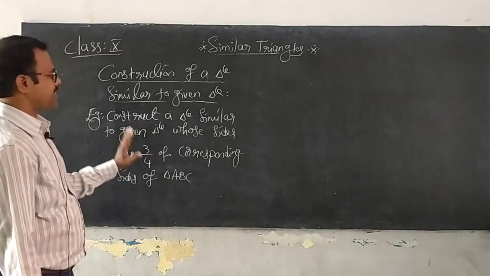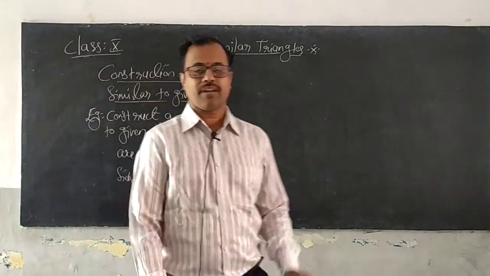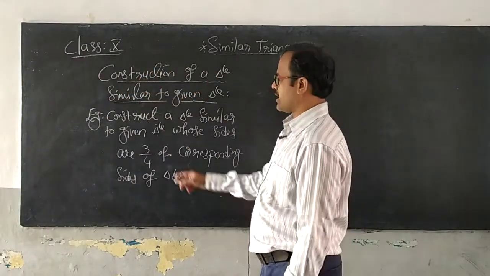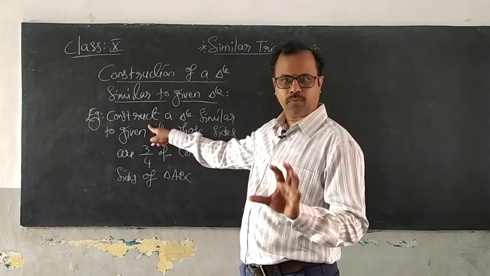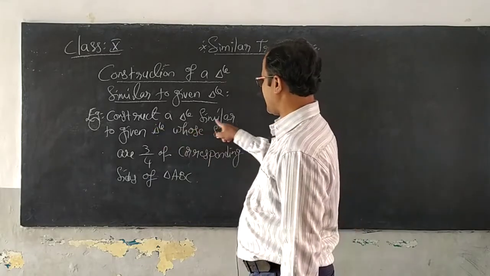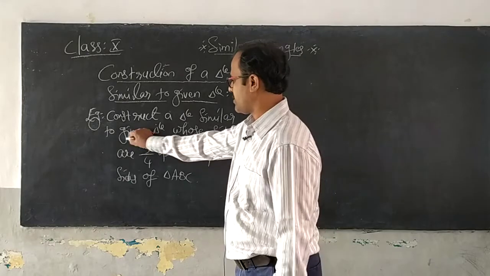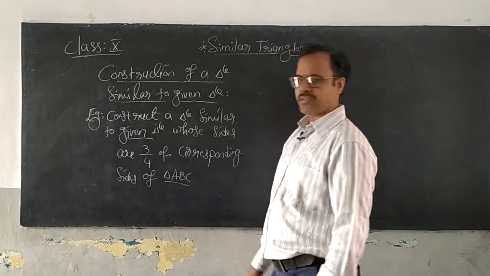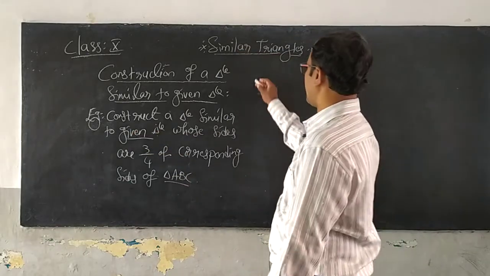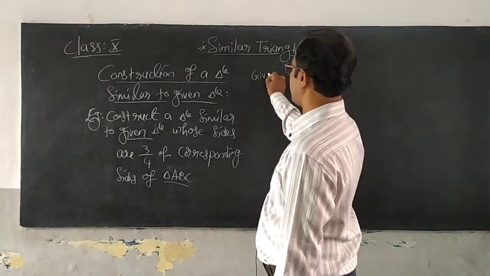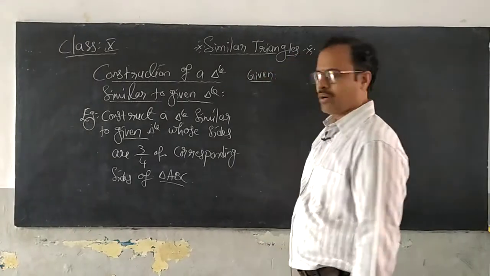So you must understand the question very clearly first of all. Construct means you have to frame a triangle similar to the given triangle. What is the given triangle here? Triangle ABC. Before going to the rough diagram, I write here: given. What is given to us?